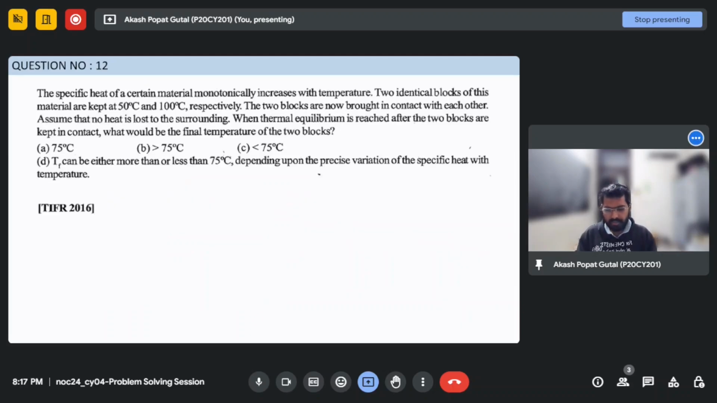So next question. The specific heat of a certain material monotonically increases with temperature, and two identical blocks of this material are kept at 50 degrees Celsius and 100 degrees Celsius respectively. The two blocks are now brought in contact with each other. Assume that no heat is lost to the surroundings. When thermal equilibrium is reached after the two blocks are kept in contact, what would be the final temperature of the two blocks? This also came in TIFR 2016 exam.